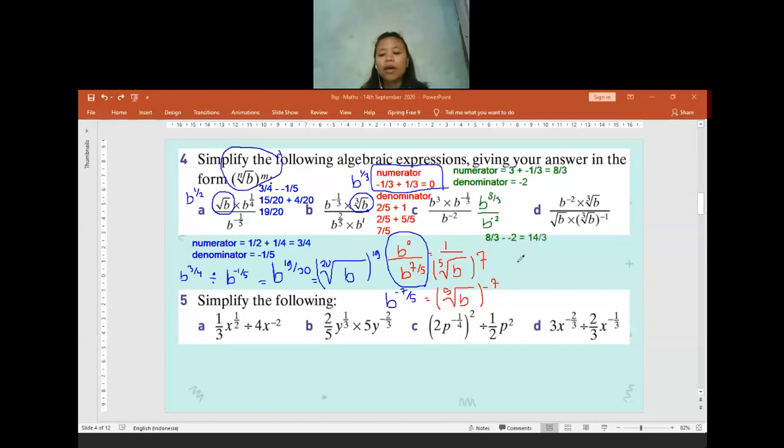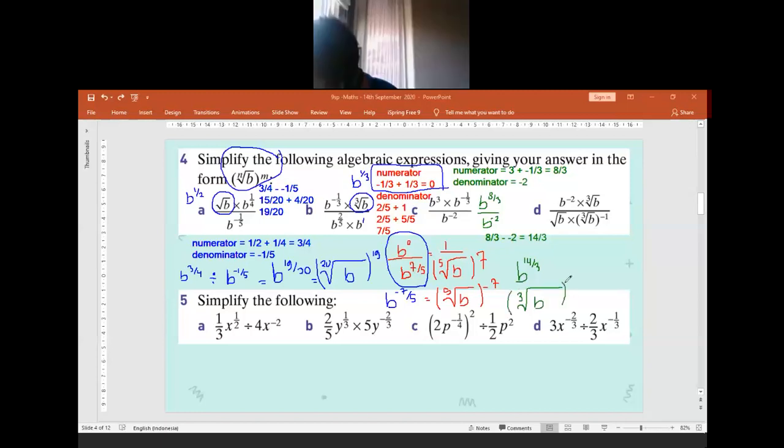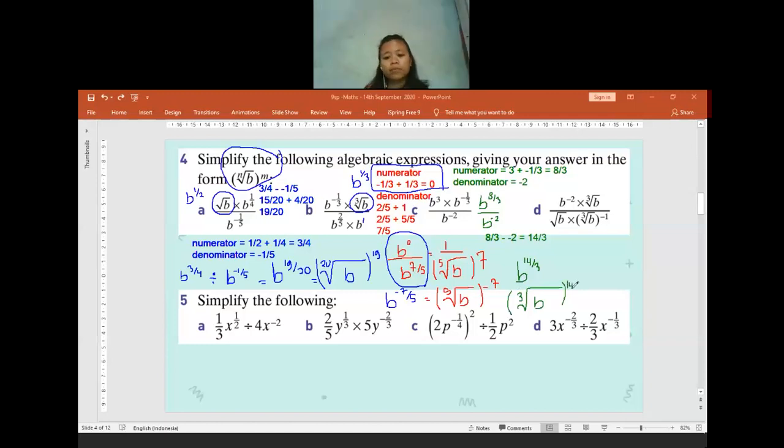For the final answer, we will have b to the power of 14 per 3. Because the question wants us to change it into root form, we will have the cube root of b to the power of 14. Okay. Is there anyone having any confusion so far, or is the explanation too fast? There are no questions. Okay.